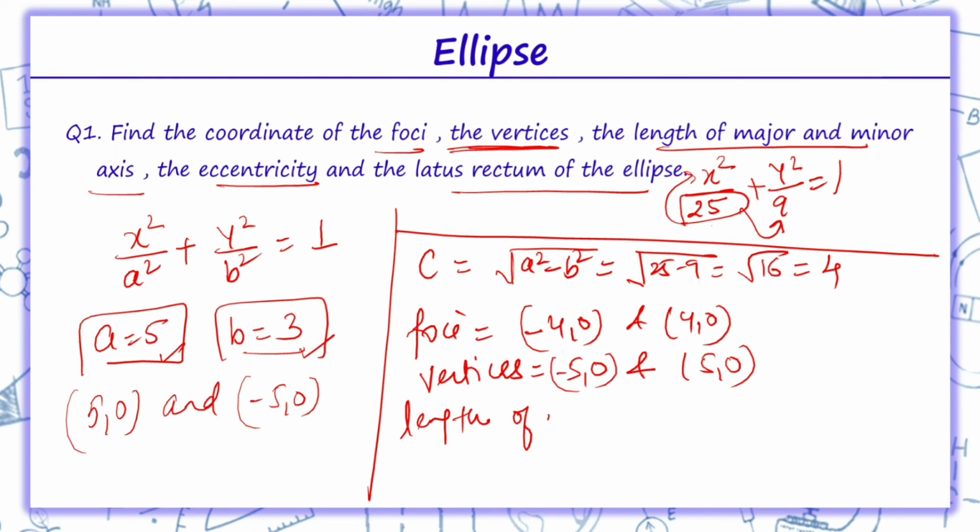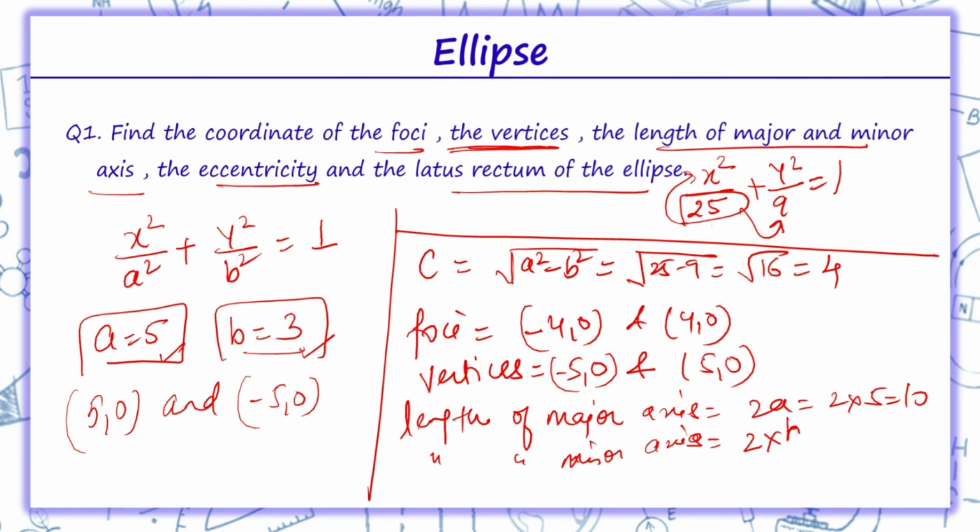Now, the length of the major axis is given by 2a, so the length will be 2 into 5, which is 10. The length of the minor axis is given by 2b, which is 2 into 3, which is 6. Eccentricity is c by a, c is 4.